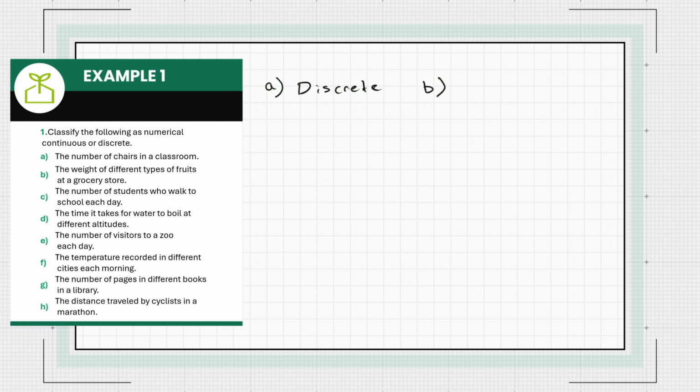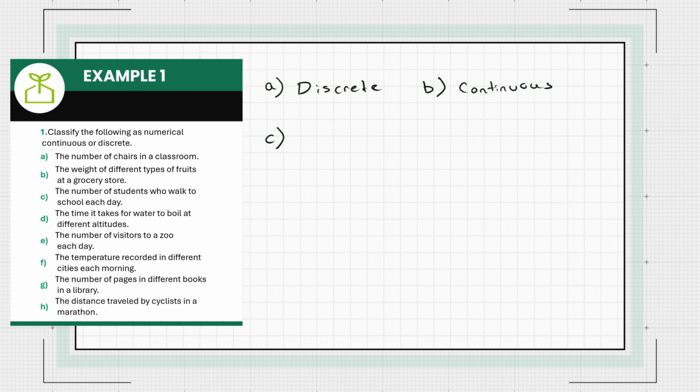We have the weight of different types of fruit at a grocery store. So because the weight can vary between quantities of whole numbers, this is going to be continuous. We can have 8.5 grams, we can have 7.6 kilograms. Anything where we're not limited to essentially whole numbers or whole increments, then we have continuous data, or continuous numerical data.